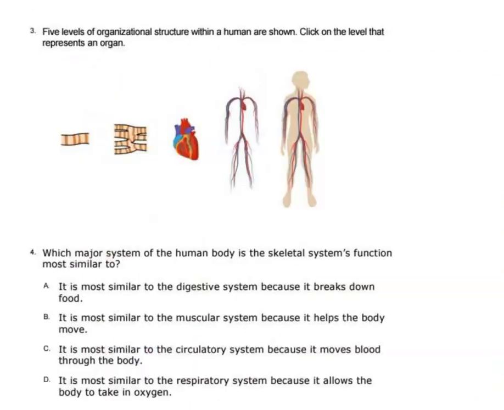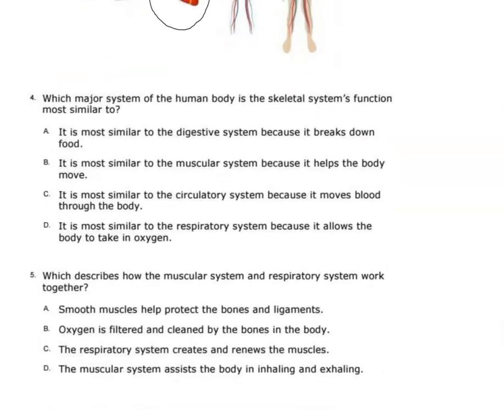Moving on. Number three. 5 levels of organizational structure within a human are shown. Click on the level that represents an organ. Very different question. Yes, ma'am. What do you think it is? It would be cell, tissue, organ. So this is the heart, organ system, and goes into an organism. I don't think those are overly hard. Will they be on the test? Absolutely. There's going to be questions like that on the test. I'm going to put as many as I can because I think that's going to be more similar to the new test questions than these next ones.